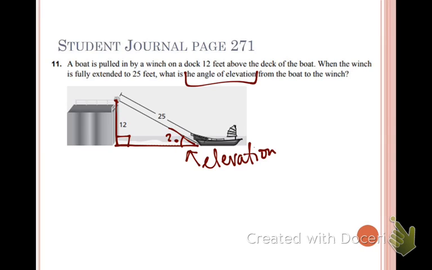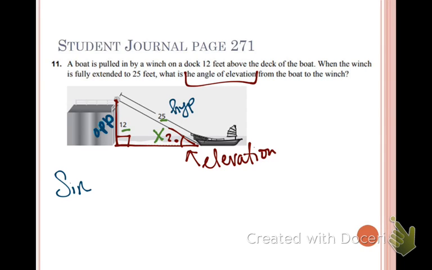You don't need to find the third side because it didn't ask for it. All it asked for: what is the angle of elevation from the boat to the winch? That's all it asked. So you need to find this angle, and you're given two sides. What is 12? Opposite, adjacent, or hypotenuse? The opposite. What kind of side is 25? The hypotenuse. So which trig function are we going to use? Sine.